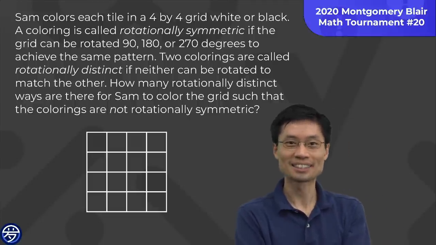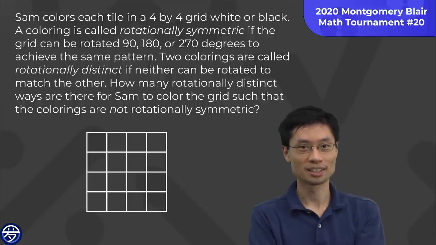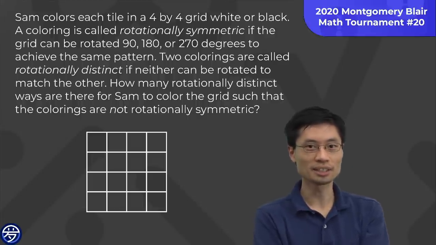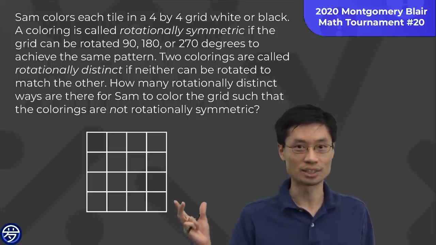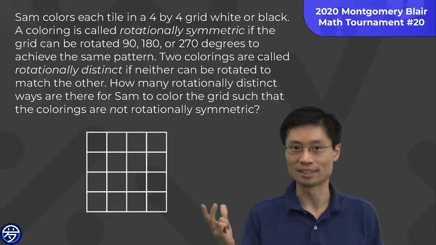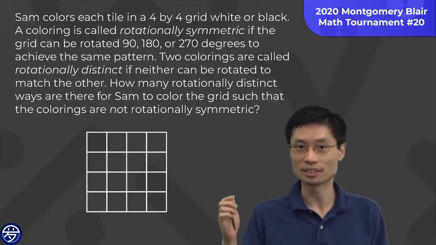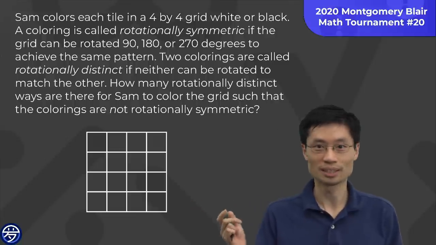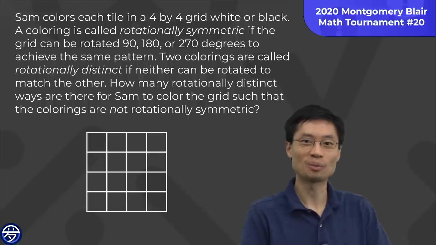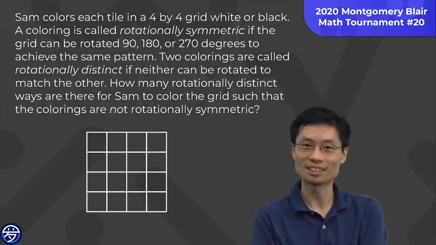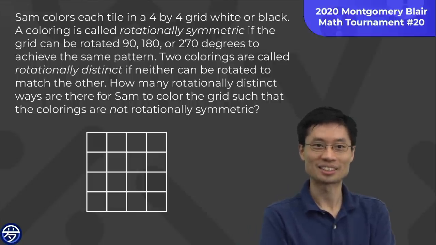Anyway, Sam colors each tile in a 4x4 grid, white or black. A coloring is called rotationally symmetric if the grid can be rotated 90 degrees, 180 degrees, or 270 degrees to achieve the same pattern. I'll buy that. That seems reasonable. Two colorings are called rotationally distinct if neither can be rotated to match the other. Makes sense. How many rotationally distinct ways are there for Sam to color the grid such that the colorings are not rotationally symmetric? Oh, these are interesting.